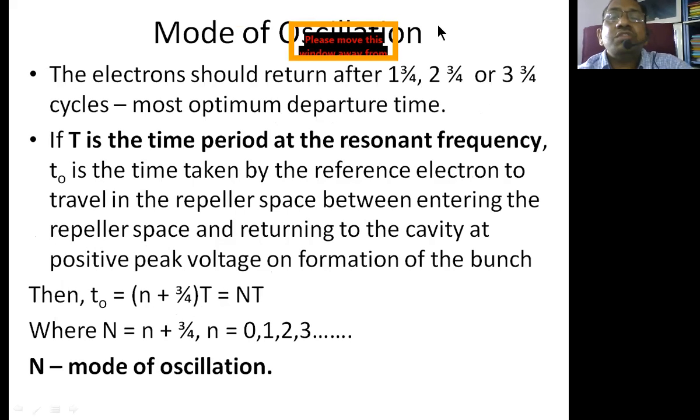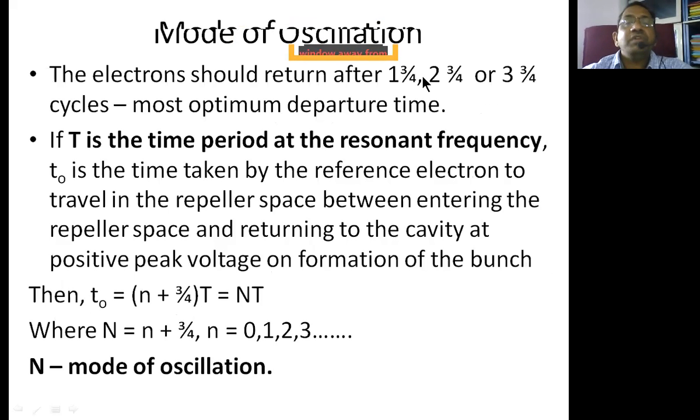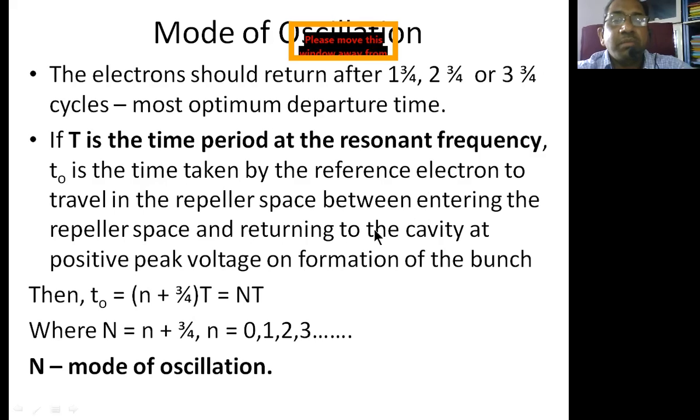Now the next one is going to be the modes of operation of the reflex klystron, or modes of oscillations. The electron should return after 1/3, 2/3 or 3/4 etc. cycles. The most optimum departure time is going to be that. So if capital T is the time period at the resonant frequency of the output generated, then t naught is the time taken by the reference electron to travel in the repeller space between entering the repeller space and returning back to the cavity at the positive peak voltage on formation of the bunch. So for formation of the bunch, how much time is it going to take?